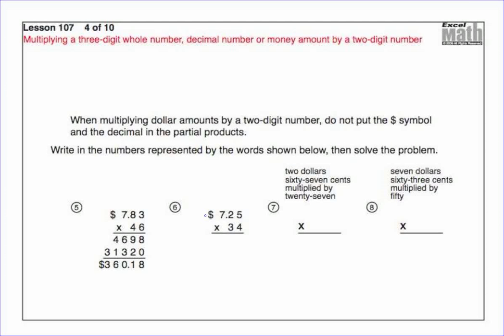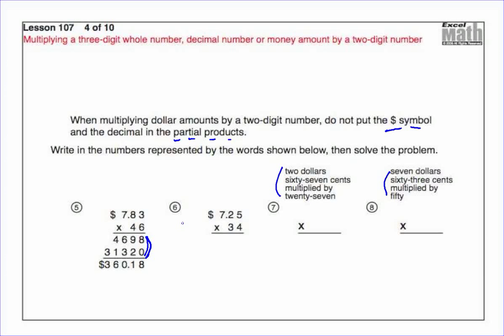All right, a couple more problems like these. It says when multiplying dollar amounts by a 2-digit number, do not put the dollar symbol and the decimal in the partial products. Right in here, we don't put the dollar sign in the decimal point. Write the numbers represented by the words shown below, then solve the problem. It's talking about over here.